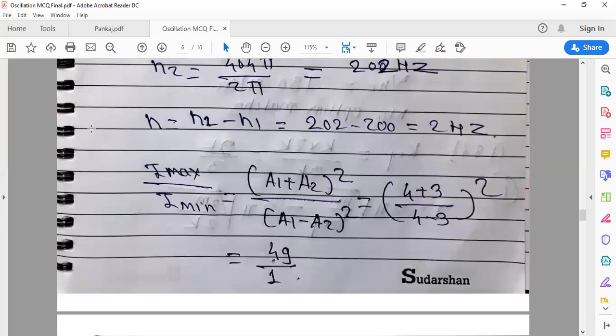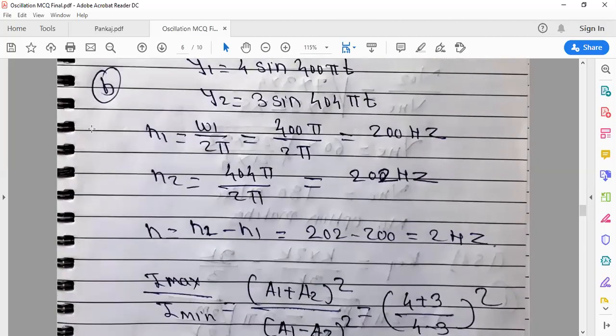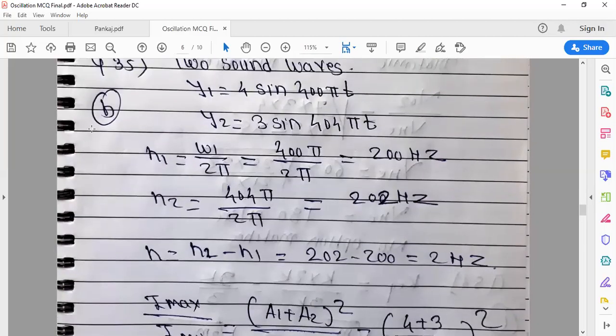Next one, question number 35. In question number 35, two sound bodies producing progressive waves are given, y1 and y2. This is the equation of y1, this is the equation of y2. Then one is situated very near to the ears of the person who will hear.